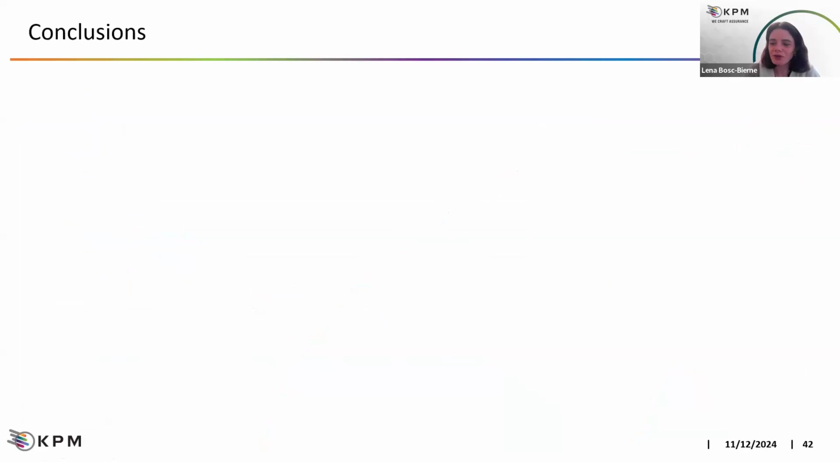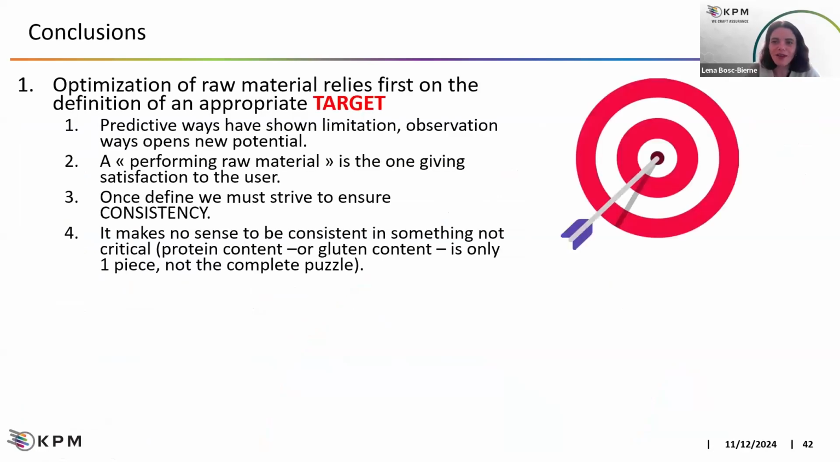So, as a conclusion, sorry for the technical difficulties, but what we wanted to share today is that before everything, we need a target, we need specifications, and this is the entire point. Trying to predict what will happen is extremely complicated, but setting up specifications based on what is working or not is not complicated. You just need to have a good collaboration between miller and baker.